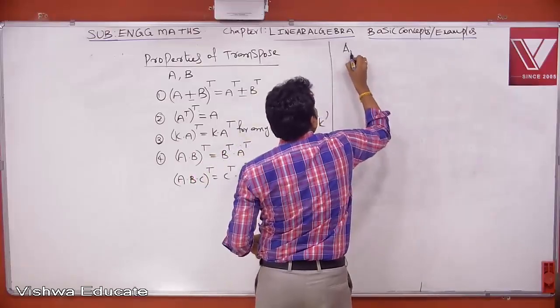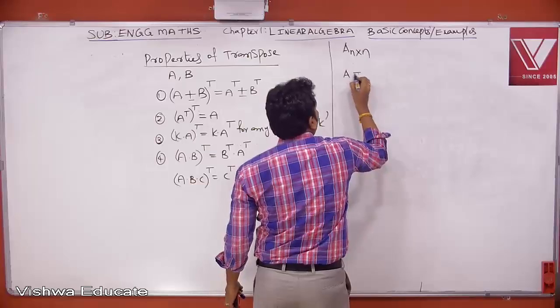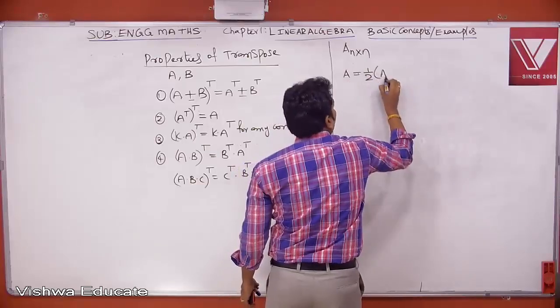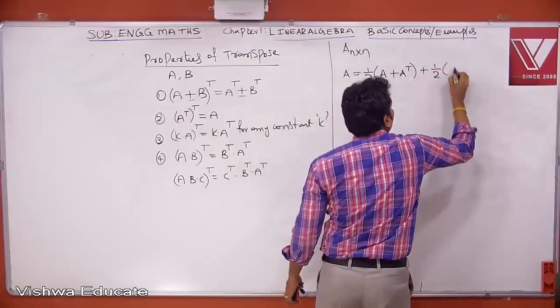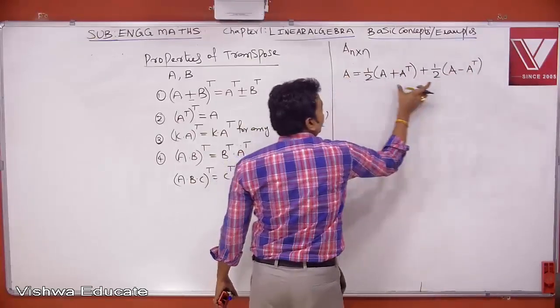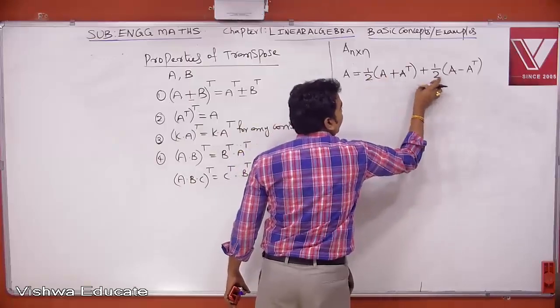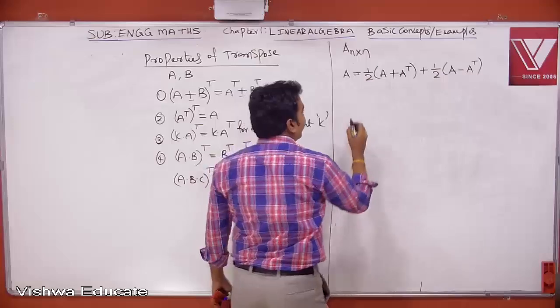Suppose I have a matrix A, size n cross n, a square matrix. Then this A can be written as half into A plus A transpose, plus half into A minus A transpose. This is very clear. So a square matrix A can be written like this: half A plus half A gives full A, and half into A transpose minus half into A transpose gets cancelled.